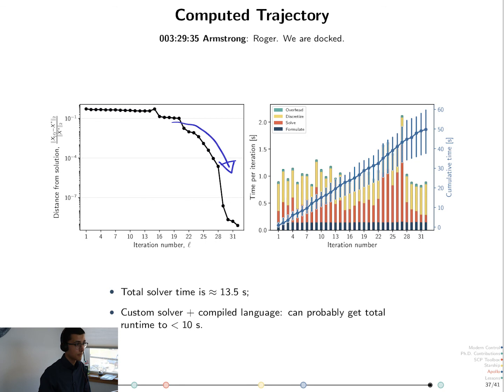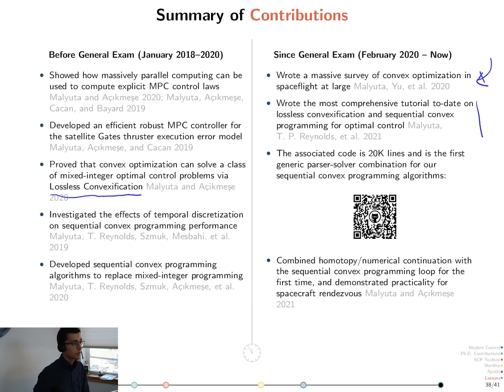So the summary of contributions for my PhD, this is one of the closing slides. Before the general exam, I had the pleasure of working on several feedback control laws using model predictive control to do things like robust control and the pre-computation of optimal solutions with applications to satellites and satellite orbital station keeping.